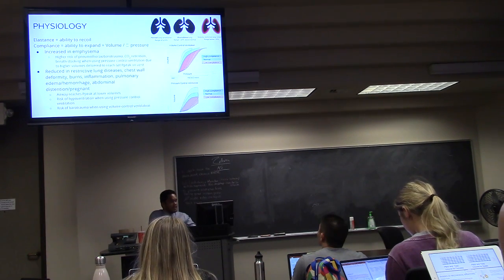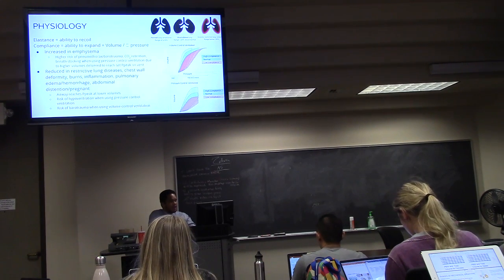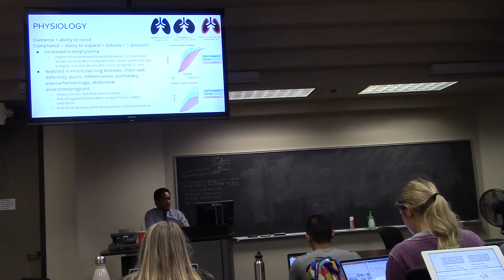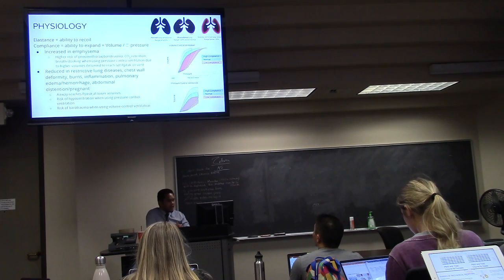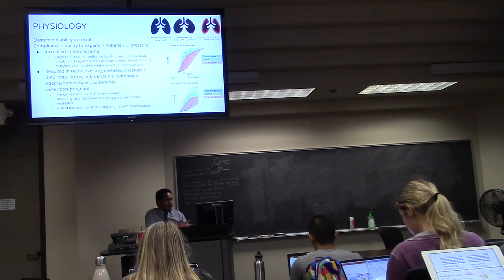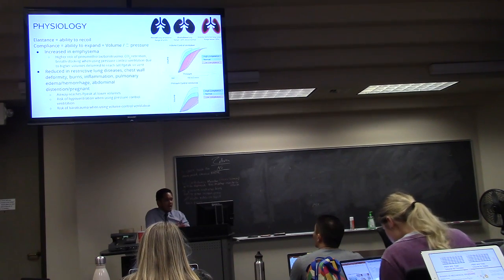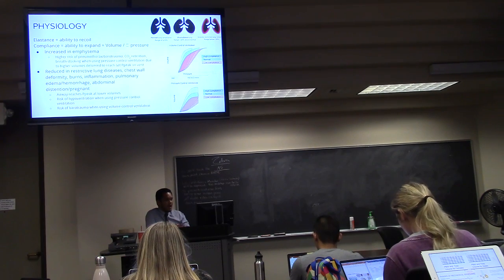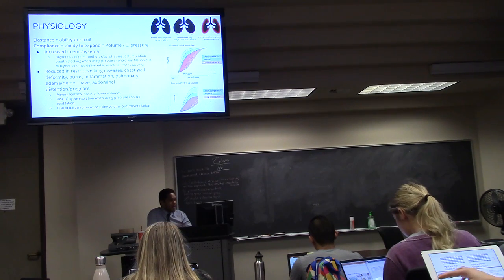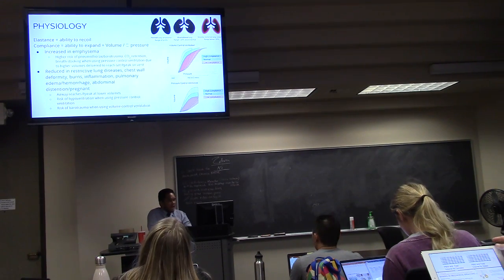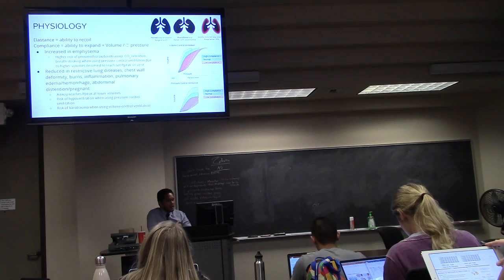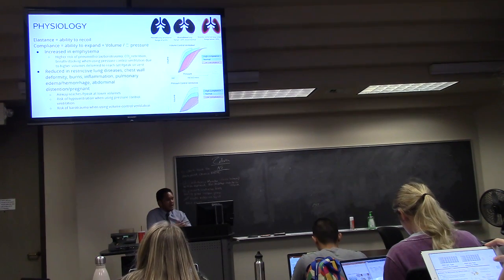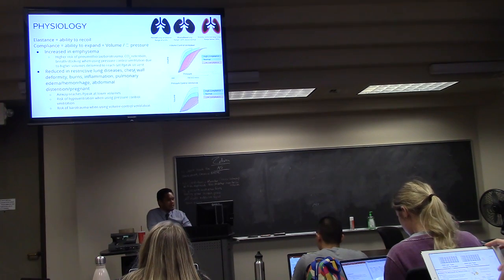And compliance is decreased in patients that have restrictive lung disease. So, say, idiopathic pulmonary fibrosis have decreased compliance, and also patients that have edema or severe inflammation of their lungs. Those lungs are not going to be able to expand, and so they have really decreased compliance. The reason to know about that is because you can have elevated airway pressure, even if you're just delivering the normal amount of tidal volume. And we'll talk about why that's important in a second.